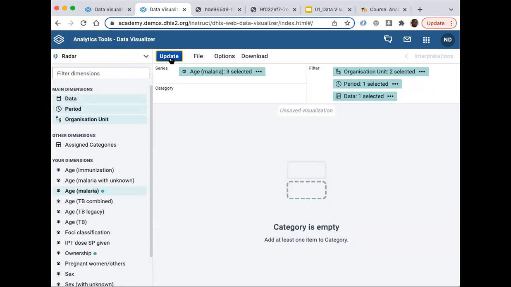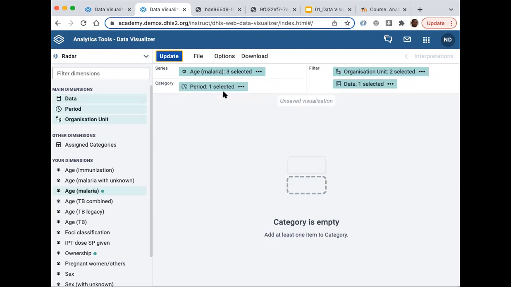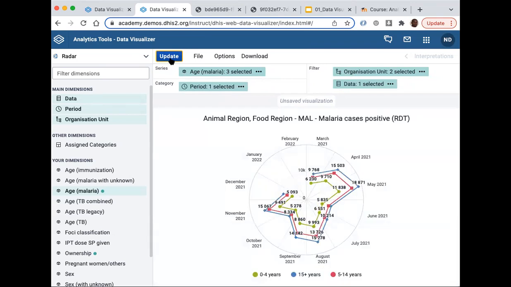So again, it's now bringing in the category point of view, because it's now creating the kind of x-axis in here. So that's why the category has come in and we need to see what to put in the category. For this, we want to see the malaria cases by age for the different periods. And let's remember it was the last 12 months. So when I update, this is how it looks.